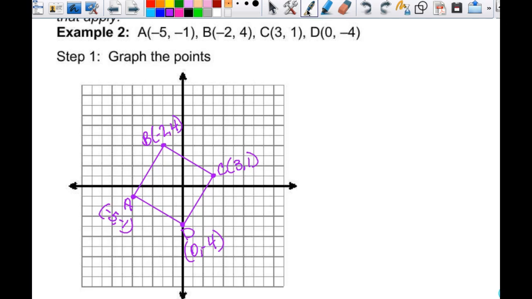Now, before we determine whether it's a rectangle, a rhombus, or a square, what do we have to know for sure that it is? A parallelogram. Do we know whether or not this is a parallelogram right now? Yes, no, maybe? Okay, we could test it, right? We could find slope and stuff, but do I have to do that? Or do I just know that it's a parallelogram already?